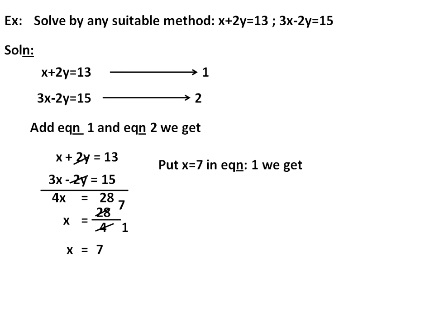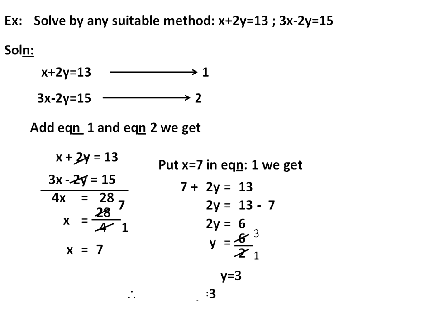Put x equal to 7 in equation 1. We get 7 plus 2y is equal to 13. So transfer 7 to the other side: 2y is equal to 13 minus 7, 2y is equal to 6. So I need y. y is equal to 6 divided by 2. 2 threes are 6, y is equal to 3. Therefore x equal to 7 and y equal to 3.